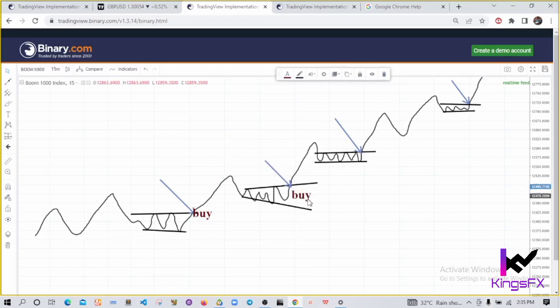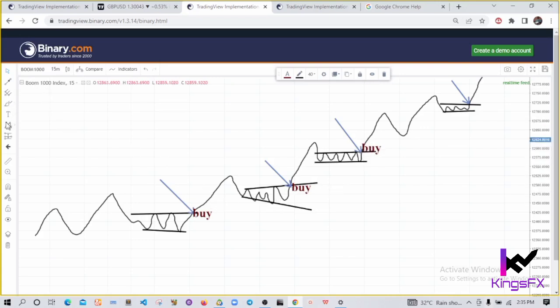We are buying again at this point, guys. So we buy here after a breakout. Okay, the same thing happened here. We are still going to buy at that point. We are still going to buy at this point. After a breakout, we buy.